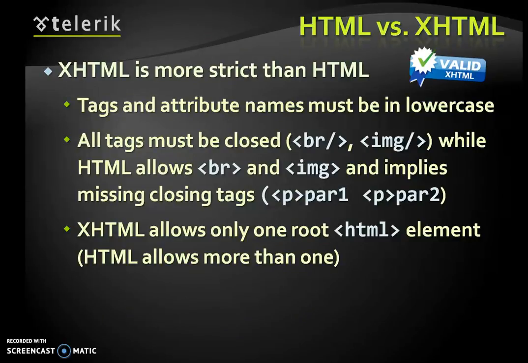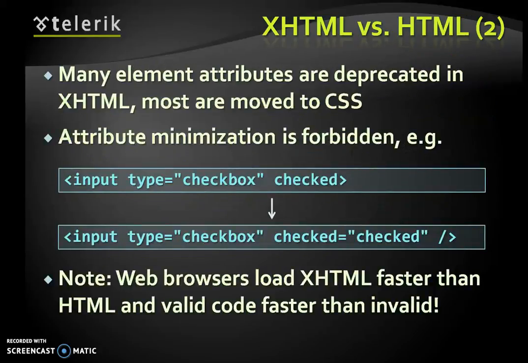XHTML is more restricted than HTML. Tags and attribute names must be in lowercase. All tags must be closed, while HTML allows BR and IMG and implies missing closing tags, such as the paragraph tag. XHTML allows only one root HTML element. HTML allows more than one.